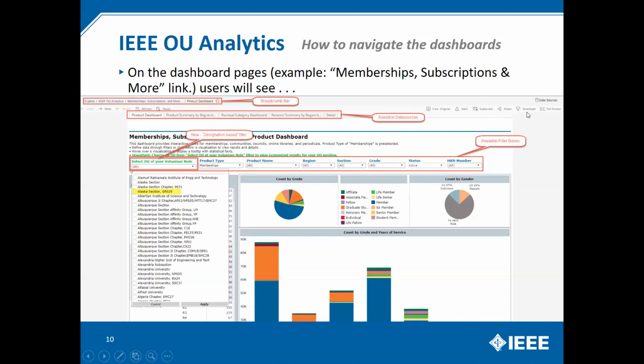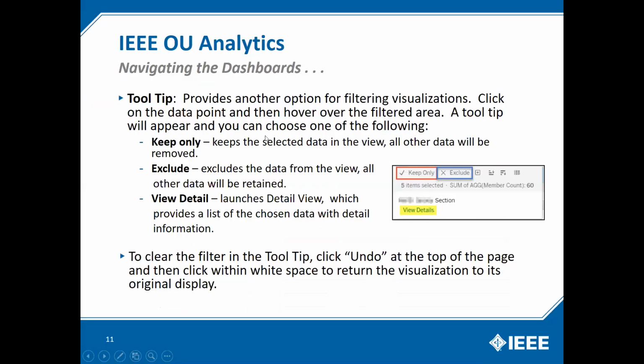Over here, we also have the download. So when you actually choose the information you want to download, this is how you would do it. There's also something called a tooltip. When you're in one of the areas and you click on that area to define it, you have a tooltip, and you have different choices such as keep only, exclude, and view data. I'll show you that in a second.